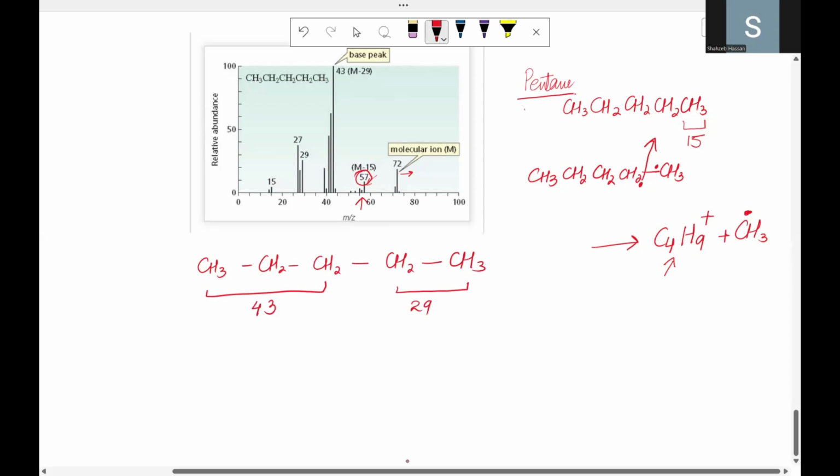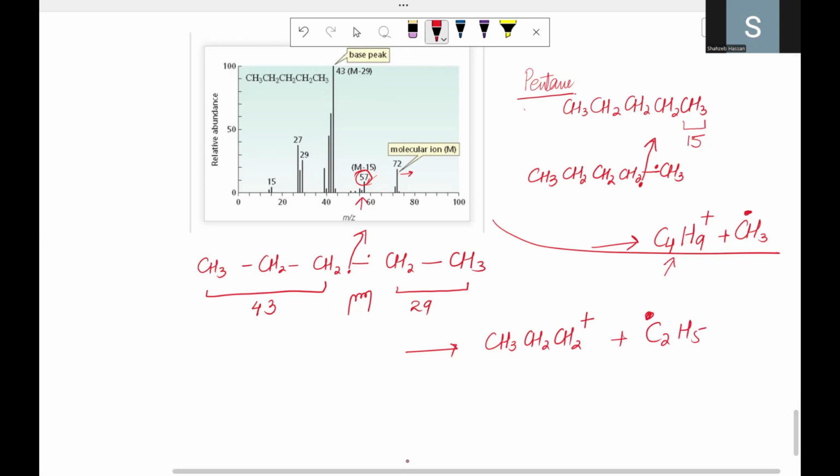So what is going to happen if we put the electron gun and electrons are bombarded? What is going to happen if an electron is released from this position? Let's see how it would become. It would become CH3, CH2, CH2 positive, because an electron has been removed from here. And the other one would become a radical because the electron has stayed there.